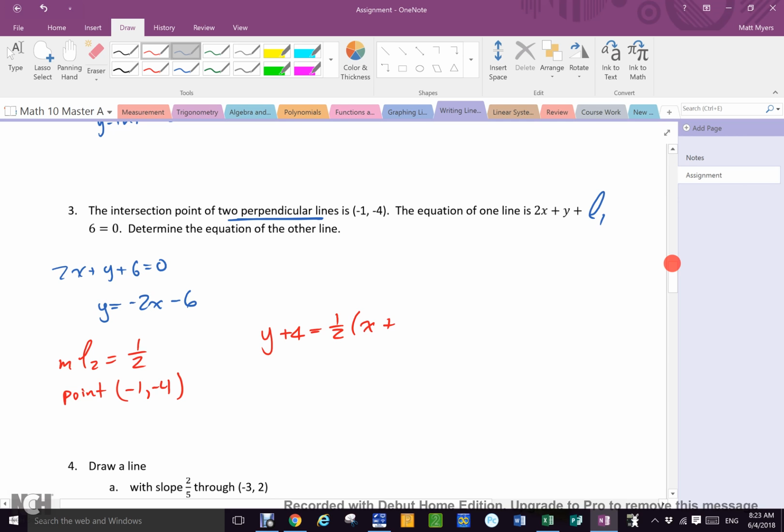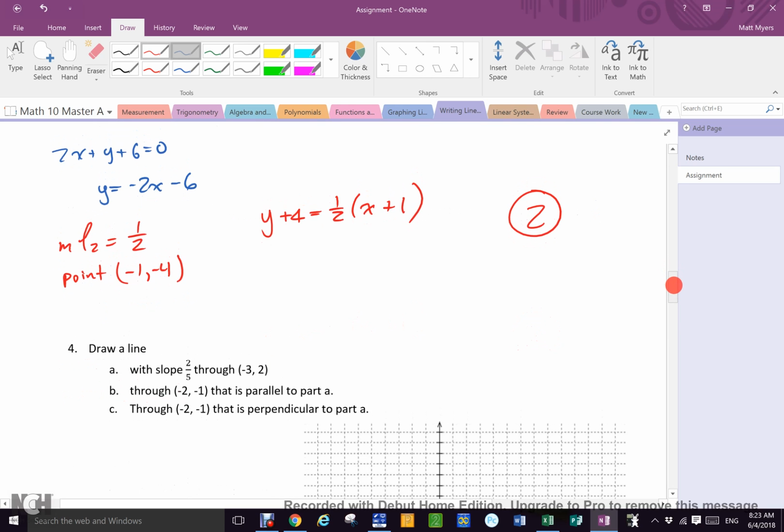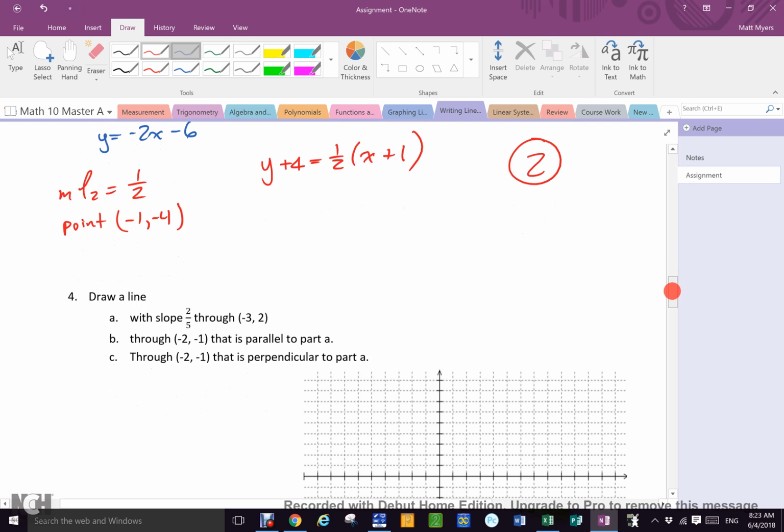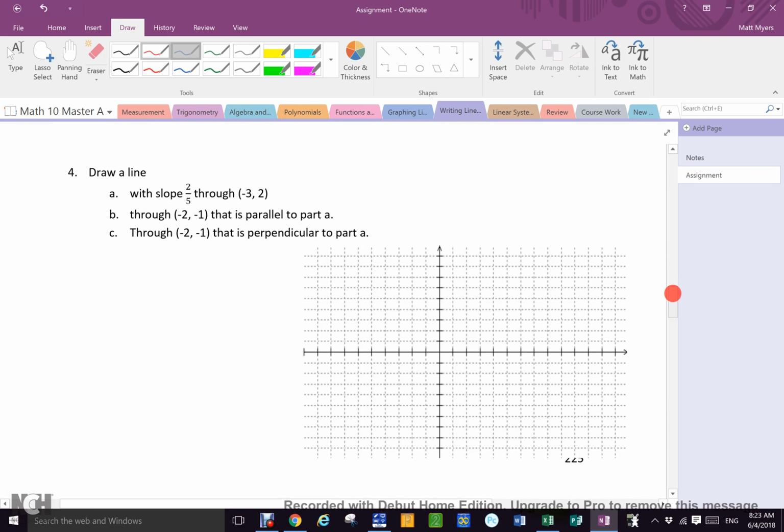That is 2 worth 2. Also worth 2. Three lines, 1 mark each.